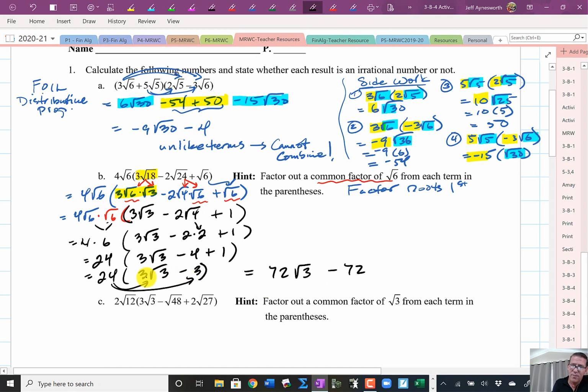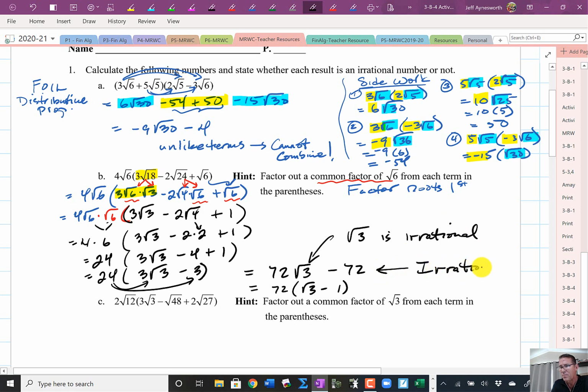If you factored out the 3 instead of distributing through the 24, your other way you can represent your answer is this right here. It'd be 72 times rad 3 minus 1. That's the same thing. And because of this guy right here, the root 3, root 3 is irrational, so this whole expression is irrational.